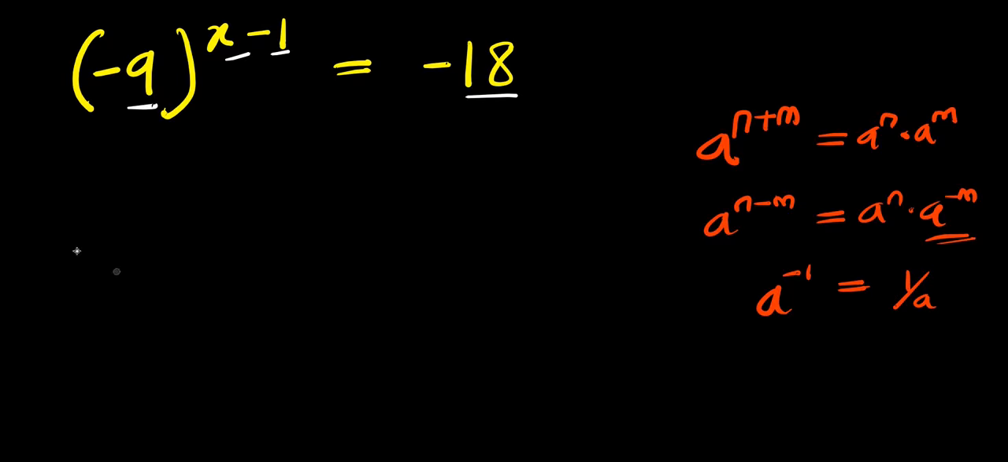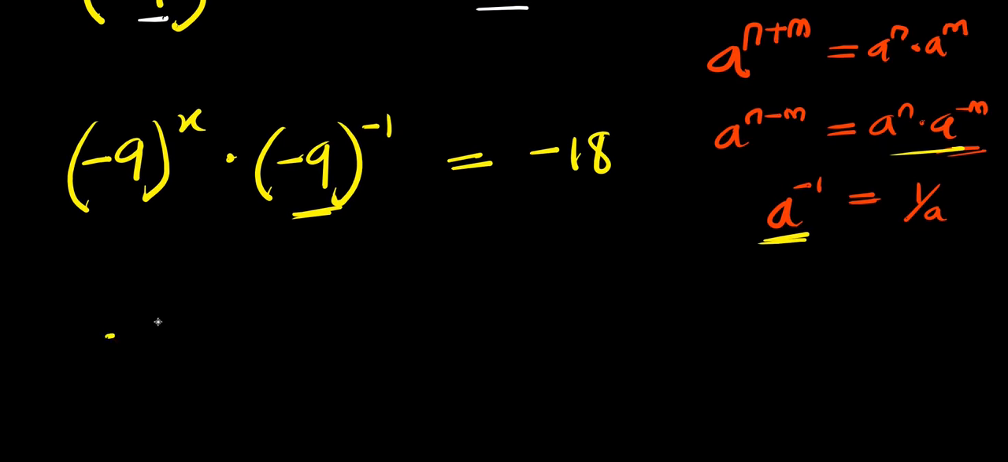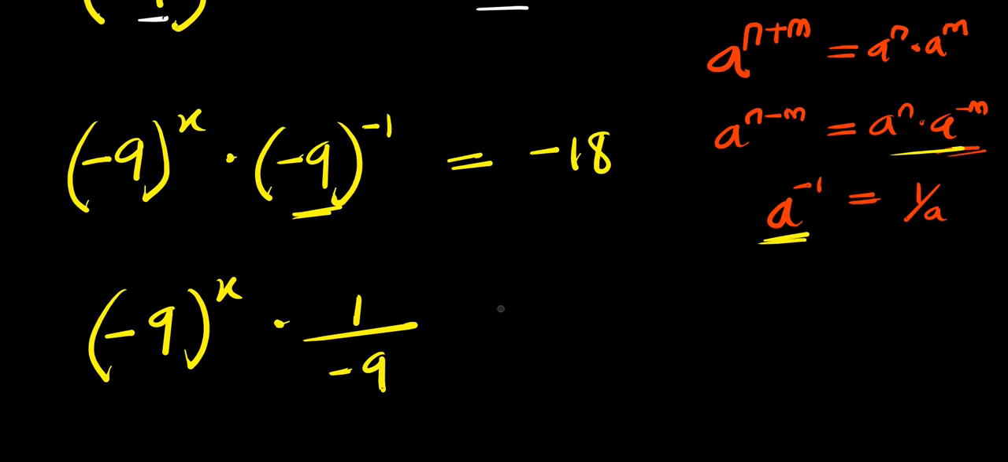That means you will simply have negative 9, remember, this negative 9 is in brackets, raised to the power of x times negative 9 raised to the power of negative 1. Applying this, then this equals negative 18. And also, a to the power of negative 1 is the same as 1 over a. That means negative 9 to the power of negative 1 is the same as 1 over negative 9. So we have negative 9 to the power of x times 1 divided by negative 9. Now, this equals negative 18.